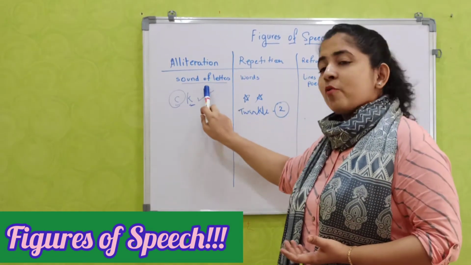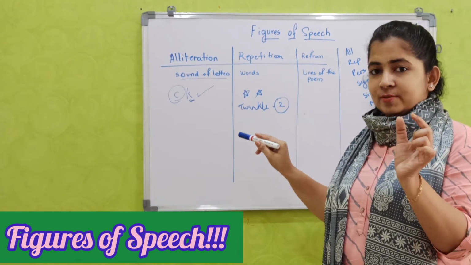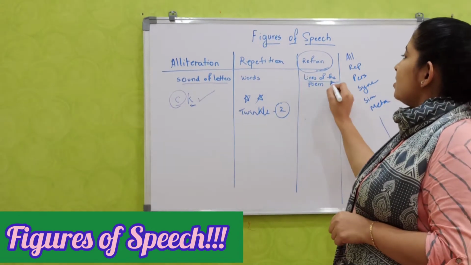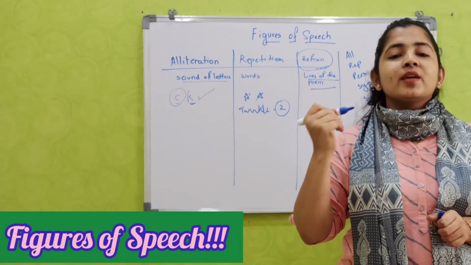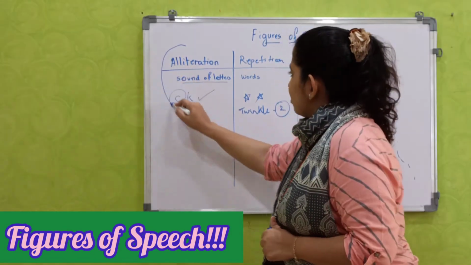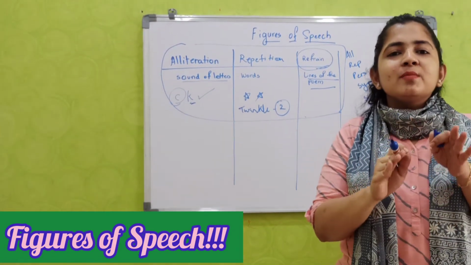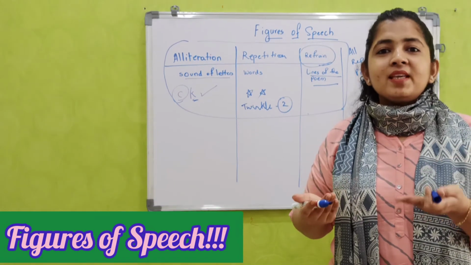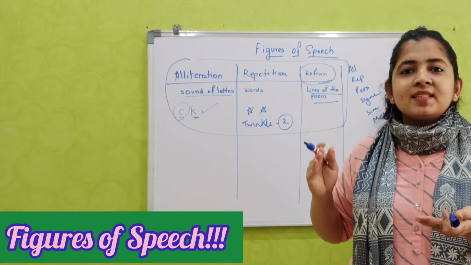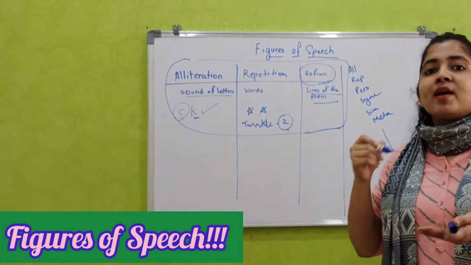So remember, in alliteration the sound is repeated and in repetition the words are repeated, an entire chunk of words. Now when I say refrain, it is the lines of the poem entirely repeated to get that poetic effect. So these are the three figures of speech which are nearly similar, which talk on the basis of repetition of something. I hope that these are the best examples I have given you to make you remember.